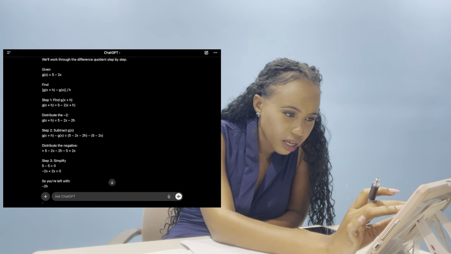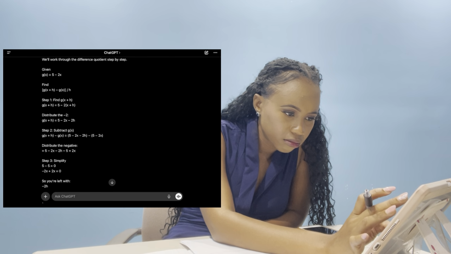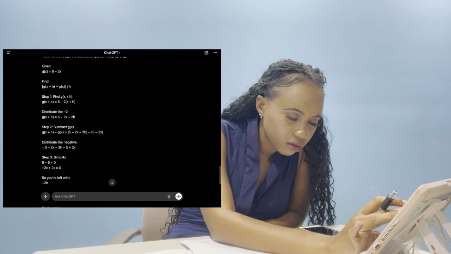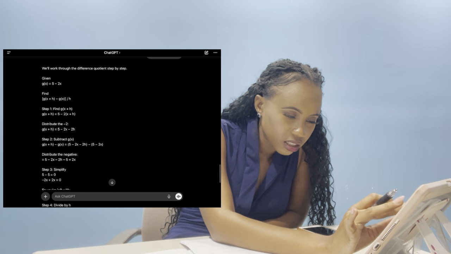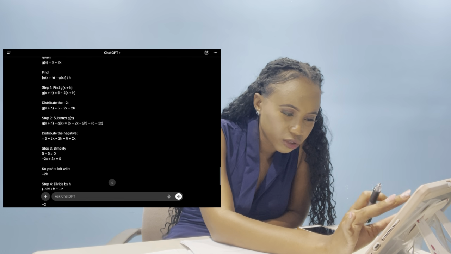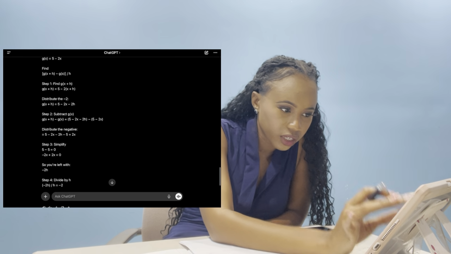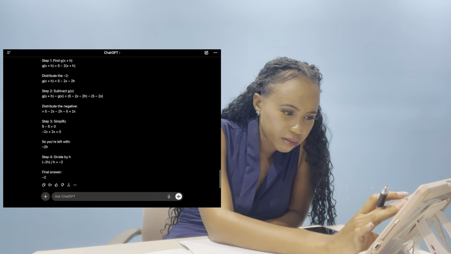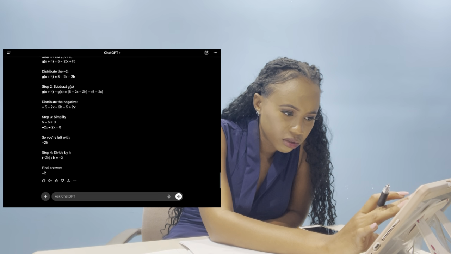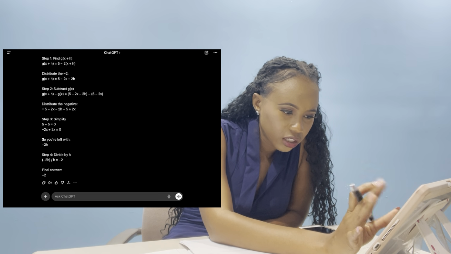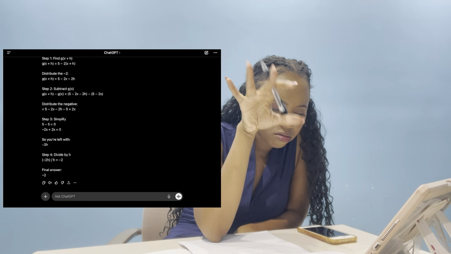And then the next step, they subtracted g of x from what they just found. G of x is just 5 minus 2x. So they subtracted the 5 minus 2x from g of x plus h, and then they simplified that. They were left with negative 2h, so they divided that by h, and then they got their final answer, right?